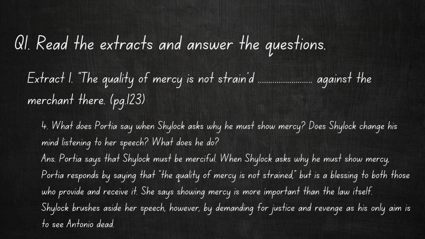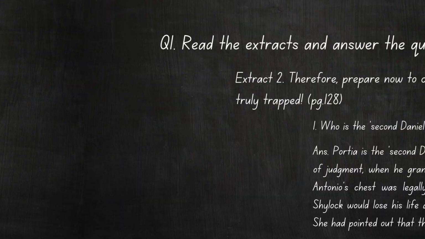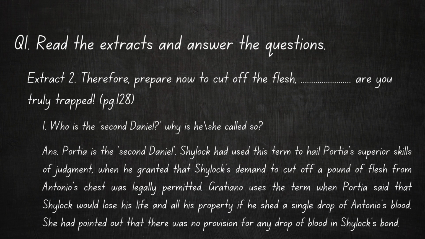Answer. Portia says that Shylock must be merciful. When Shylock asks why he must show mercy, Portia responds by saying that the quality of mercy is not strained, but is a blessing to both those who provide and receive it. She says showing mercy is more important than the law itself. Shylock brushes aside her speech, however, by demanding for justice and revenge as his only aim is to see Antonio dead. Extract 2.